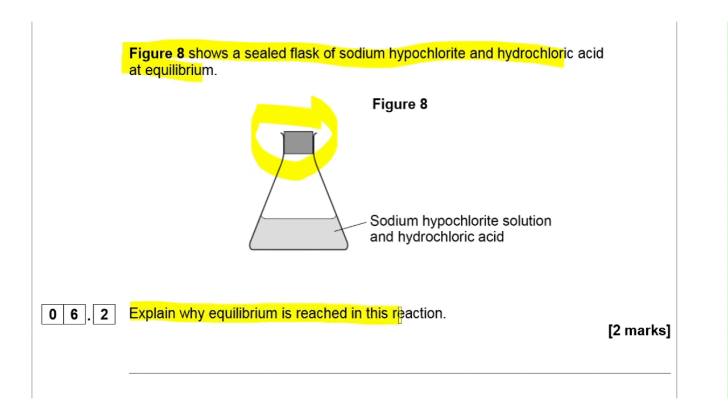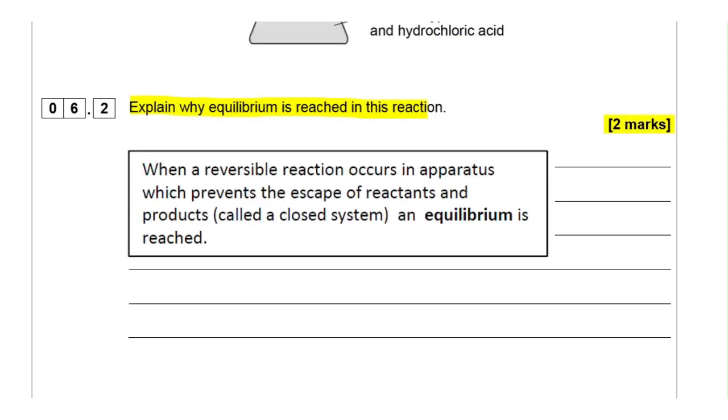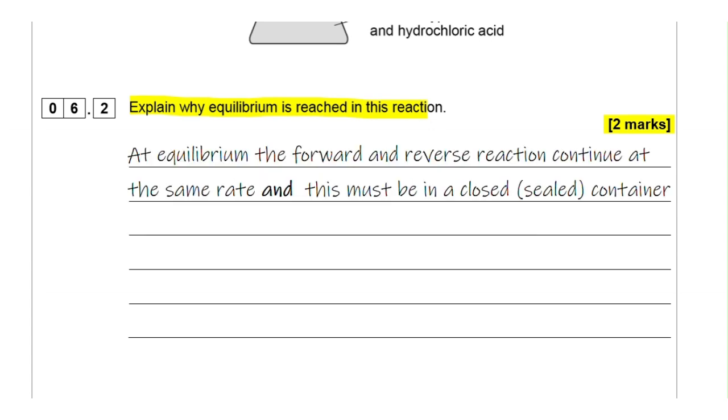So this is the definition of equilibrium. When a reversible reaction occurs in apparatus which prevents an escape of reactants and products, it's called a sealed or closed system. Another key factor of equilibrium is the forward and reverse reactions continue at the same rate. So to get 2 marks, at equilibrium the forward and reverse reaction continue at the same rate, and this must be in a closed or sealed container.